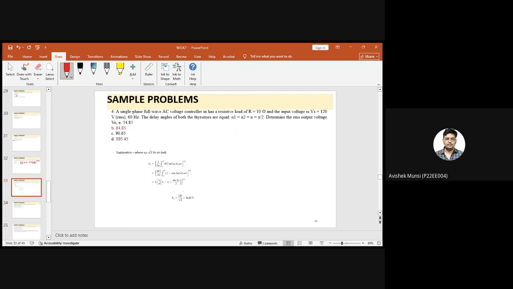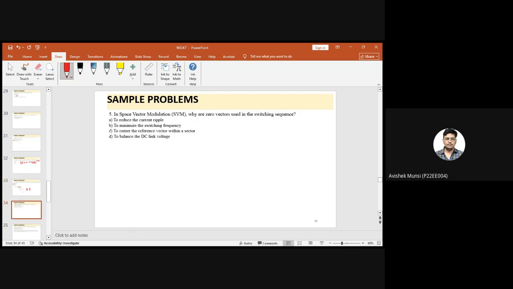Let me solve it. So I have Vs equal to root 2 V sine omega t. Just as I said in the formula, the output voltage will be V times the square root of 1 by pi times (pi minus alpha plus sine 2 alpha by 2). So we put in the values. Since alpha is pi by 2, everything will cancel out. We have only Vs by root 2, so 120 by root 2 is my answer. So 84.85 is the correct answer.